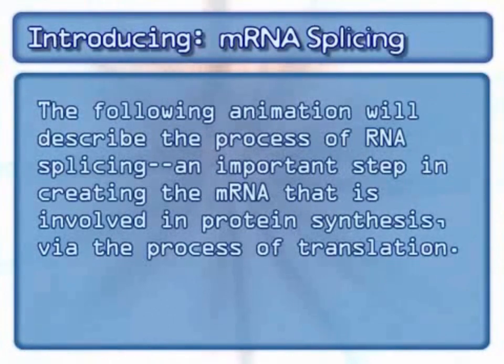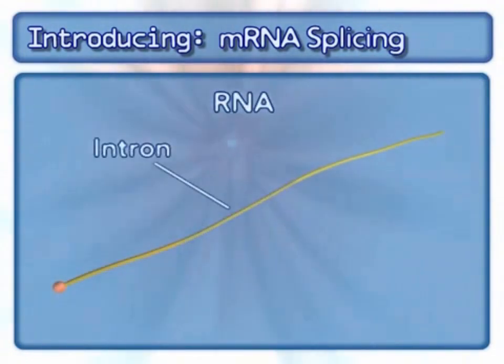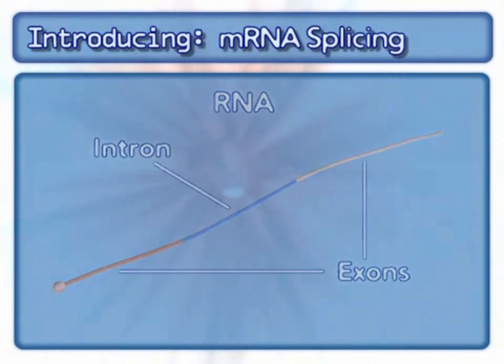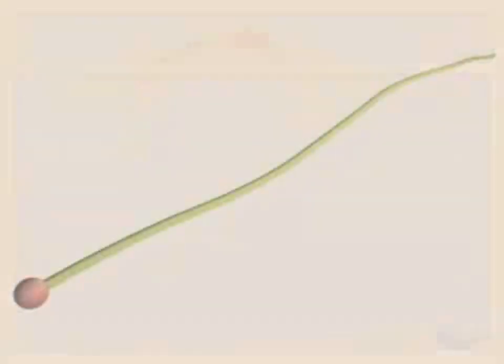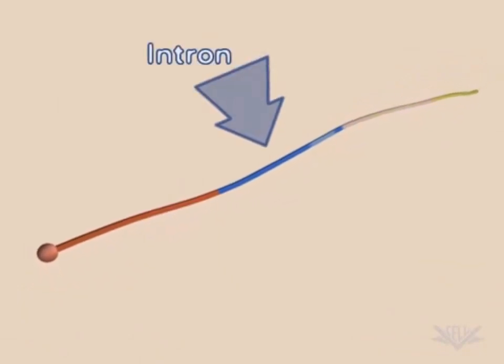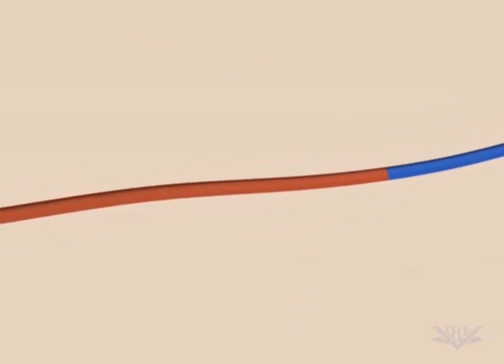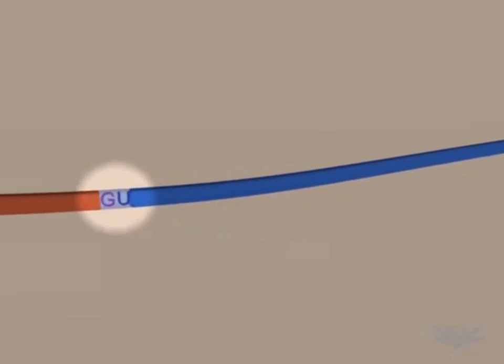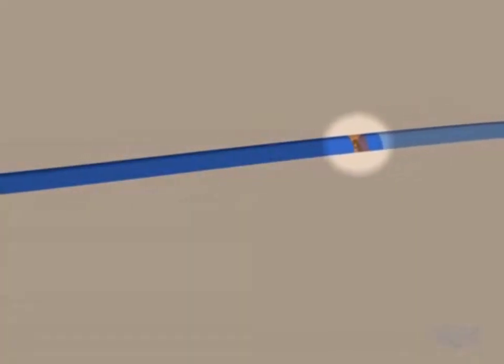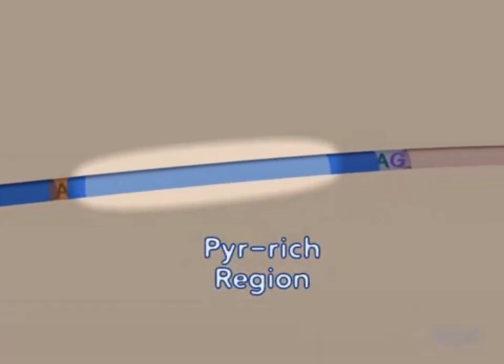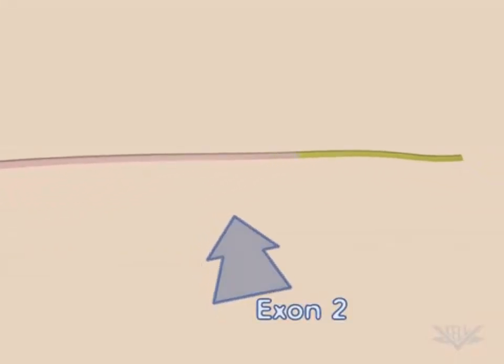The following animation will describe the process of RNA splicing, an important step in creating the mRNA that is involved in protein synthesis via the process of translation. Key factors in this process include RNA, possessing introns and exons, and the spliceosome. Here we see an RNA molecule with a single intron. Several signals exist within the intron that are used in the splicing process. From the 5' end of the intron, these are GU, the A branch site, a pyrimidine-rich region, and the 3' AG. The GU and AG sequences define the beginning and end of the intron.